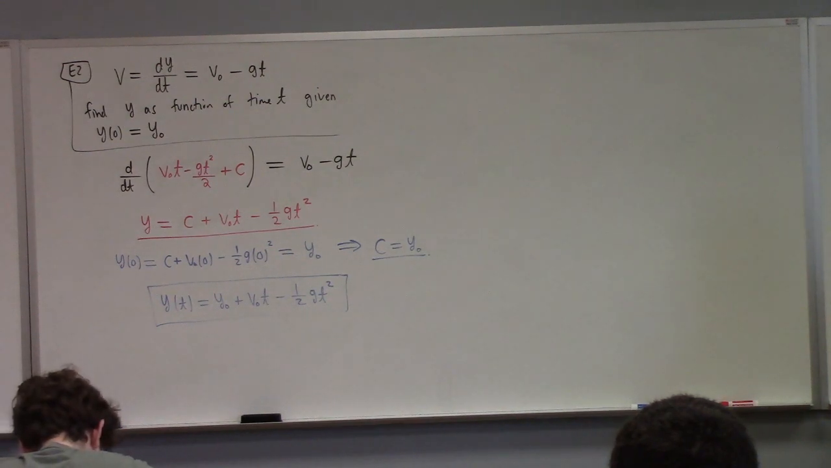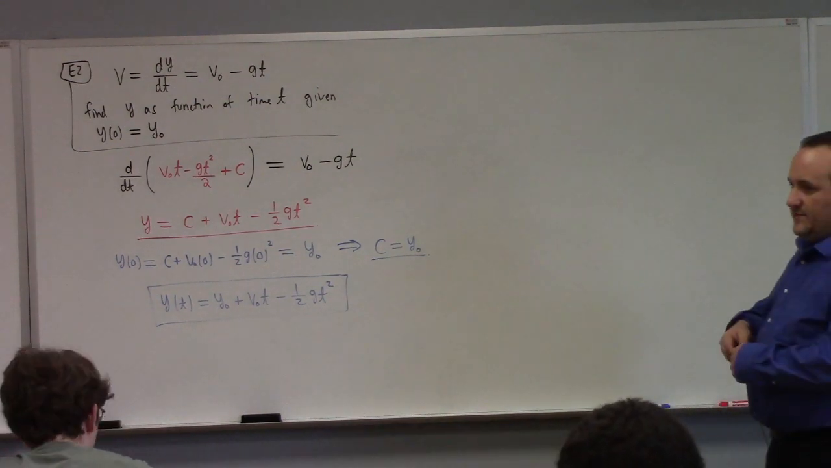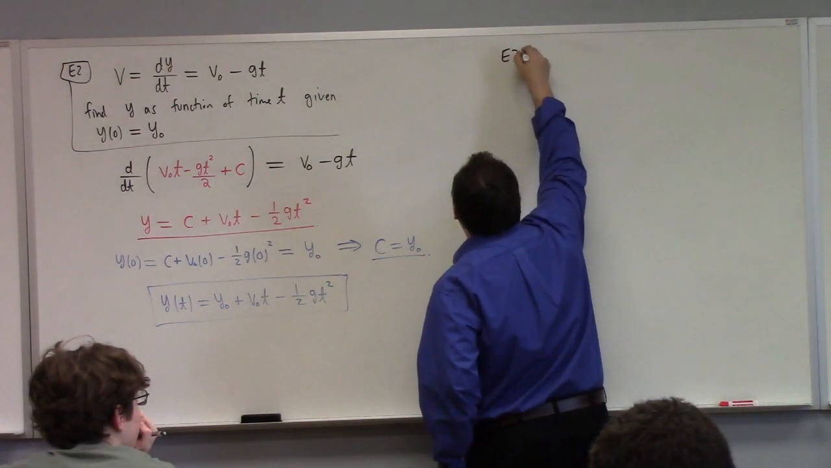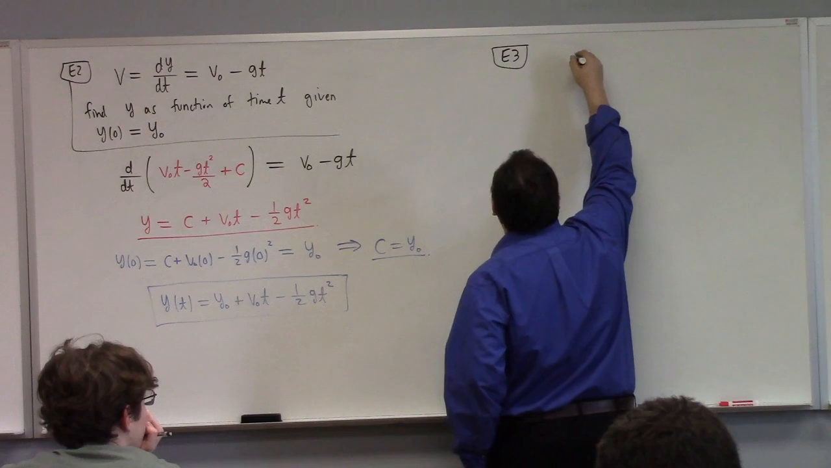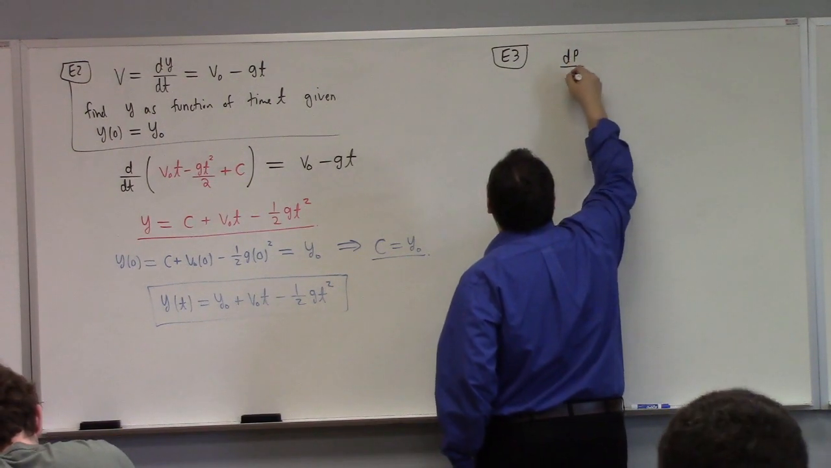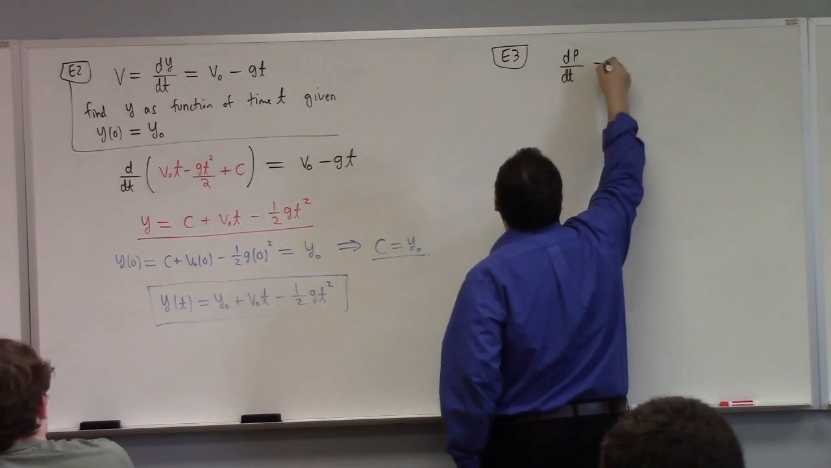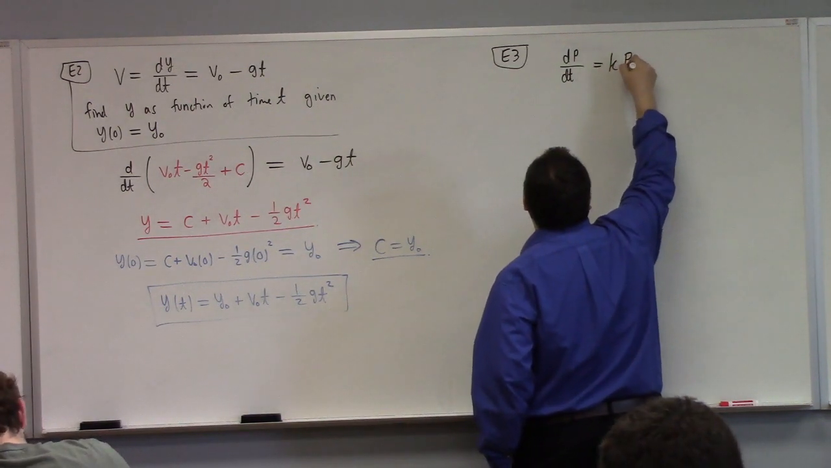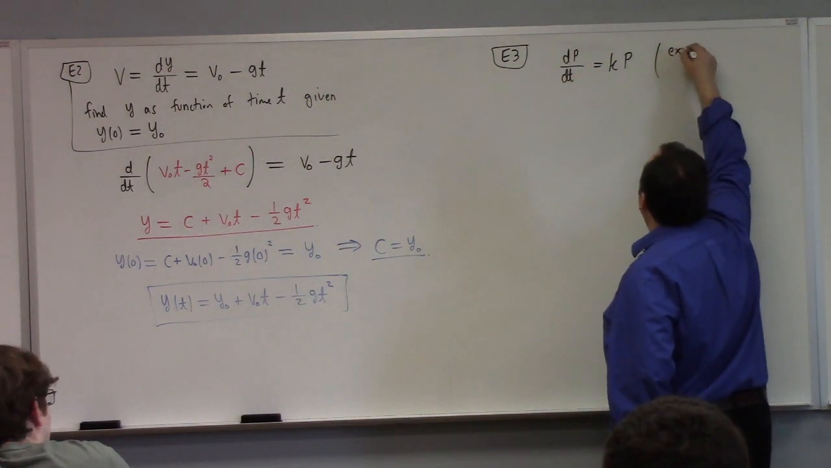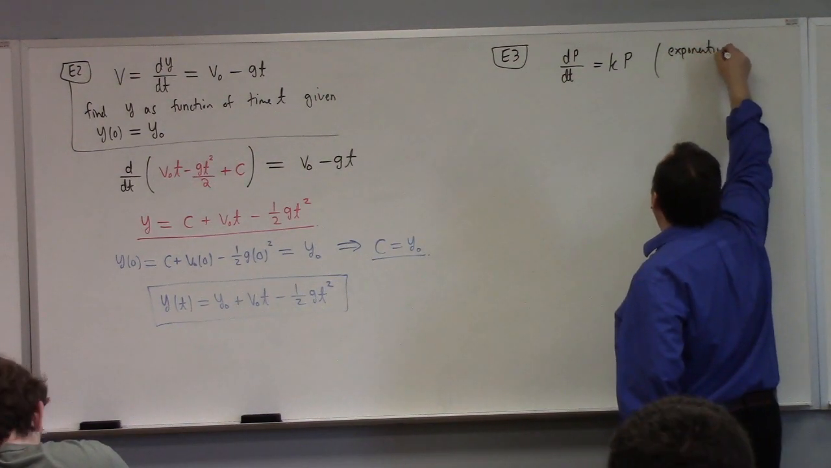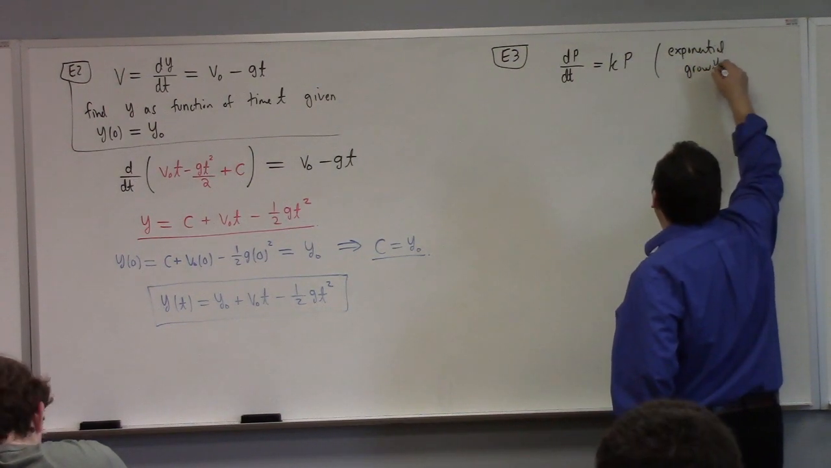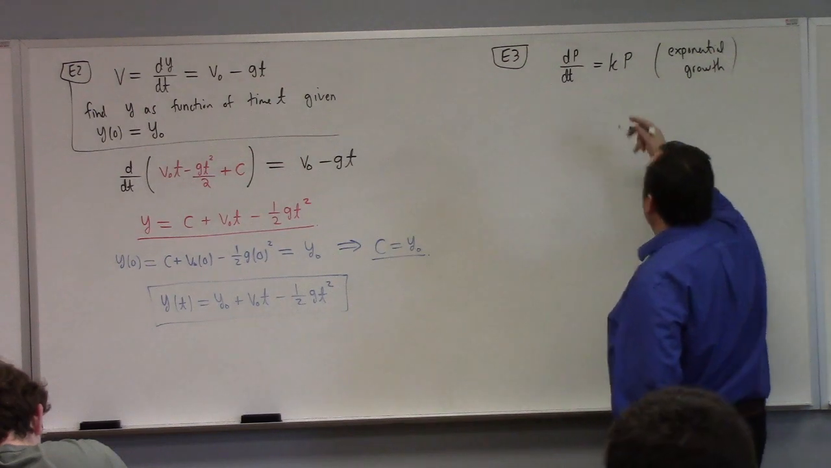Let me show you another one, which is a little bit sneakier. This will be our last example probably for a bit. But population growth, like dp dt, is equal to k times p. This is exponential growth. This is the differential equation, actually, which describes exponential growth.